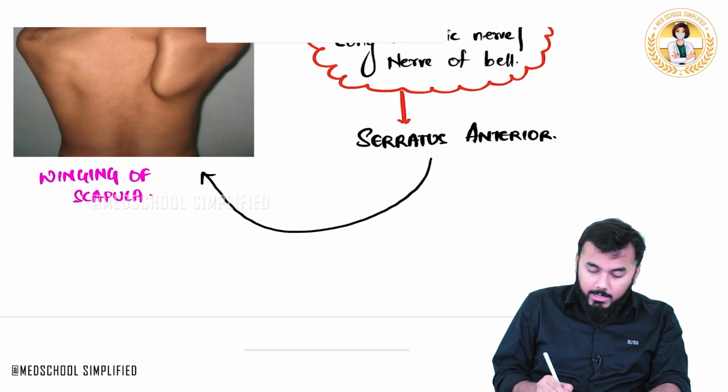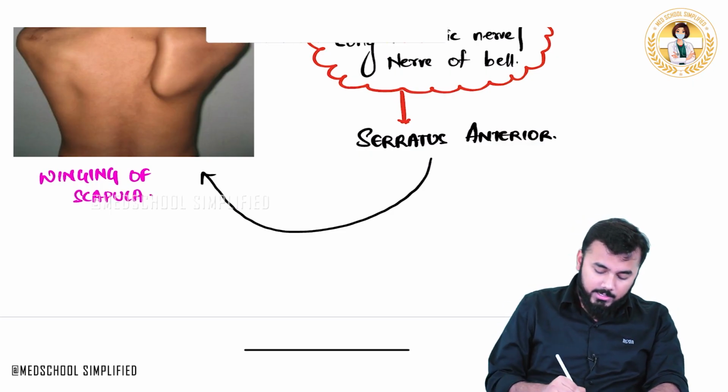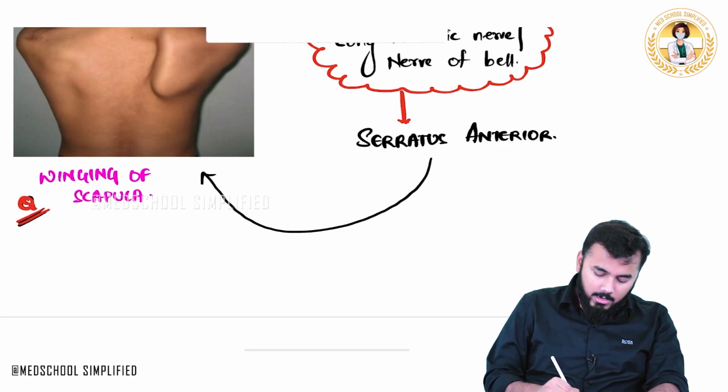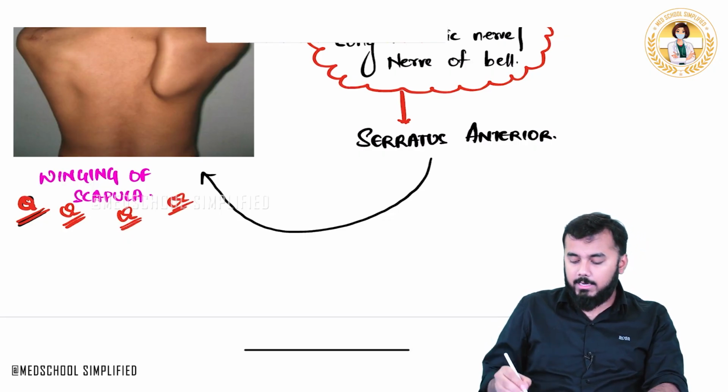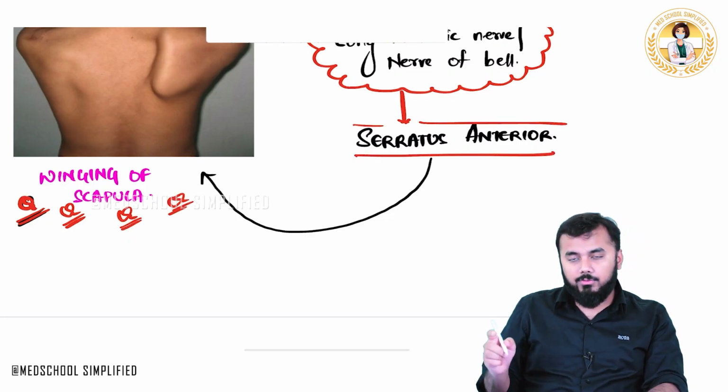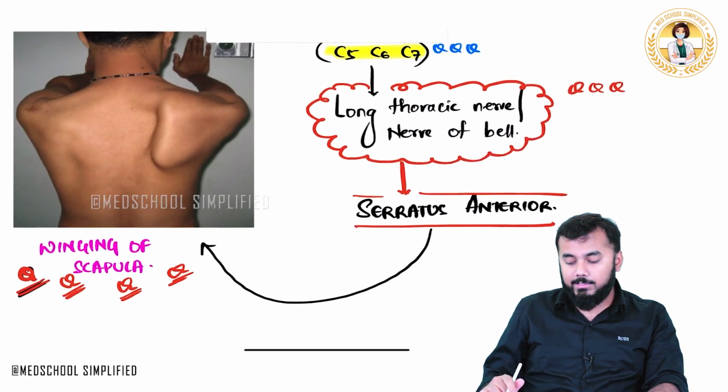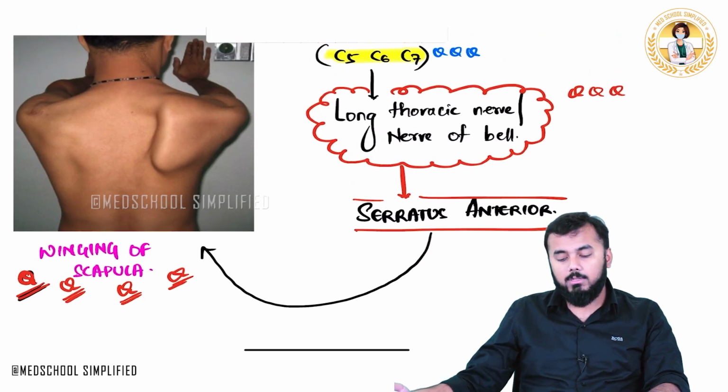And again I'm telling you that this question has been asked multiple number of times, guys. Keep this thing in mind. Winging of scapula is serratus anterior. Paralysis of which muscle? Serratus anterior. Palsy of which nerve? Long thoracic nerve or the nerve of Bell.